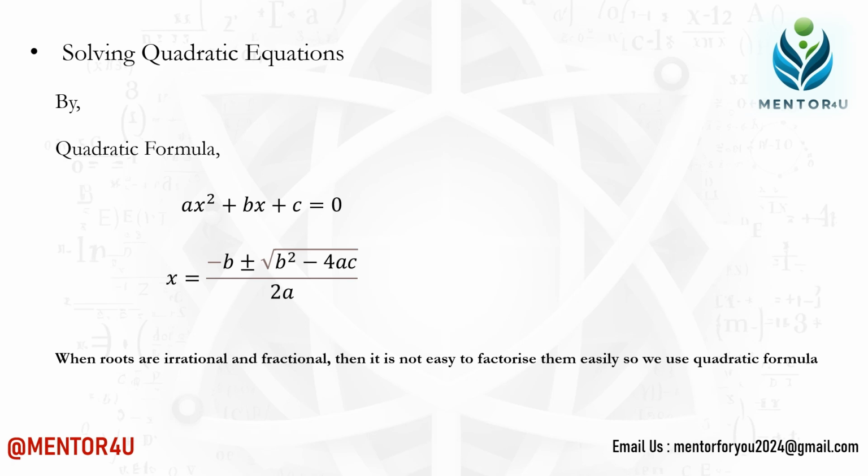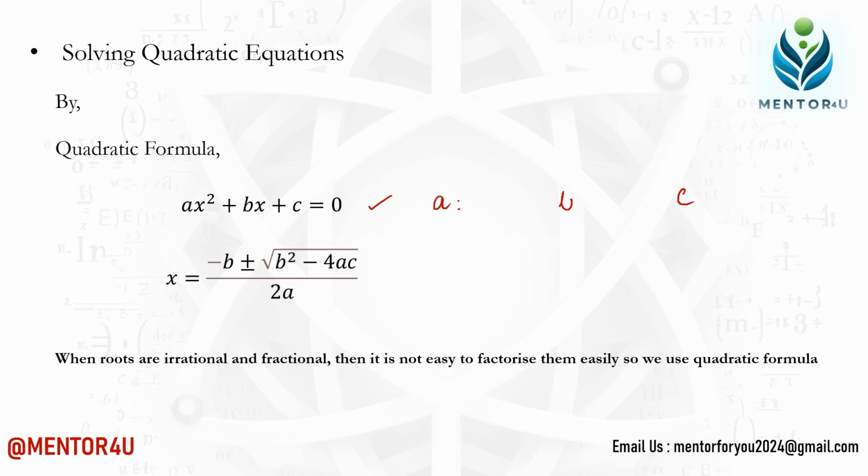For example, let's say we have a general quadratic equation as ax square plus bx plus c, where a is the coefficient of x square, b is the coefficient of x, and c is the constant of a quadratic equation. Every quadratic equation has an x square term, an x term, and a constant term. A, b, c are basically the coefficients respectively.